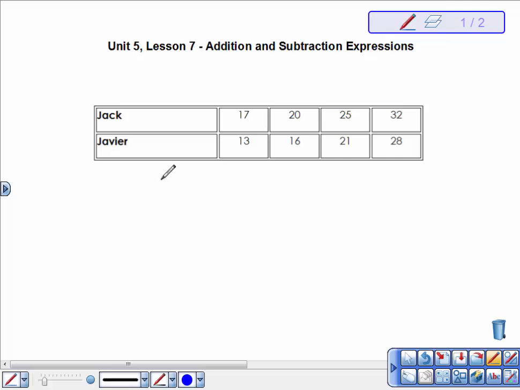Now, on the screen, I showed you a little table. It says right here, Jack, and then a set of numbers, and Javier, and a set of numbers. We'll say that this is trading cards that they have. So we'll call these numbers trading cards. All right, so maybe they're football, baseball, basketball, Pokemon, who knows. So some trading cards. So we see that Jack has this number of trading cards, and Javier has this number of trading cards.